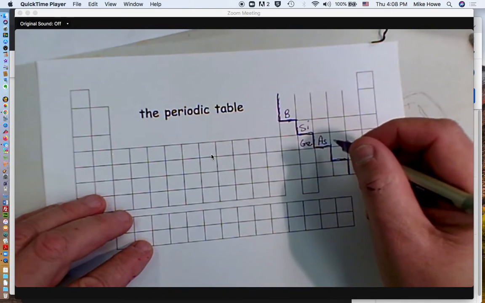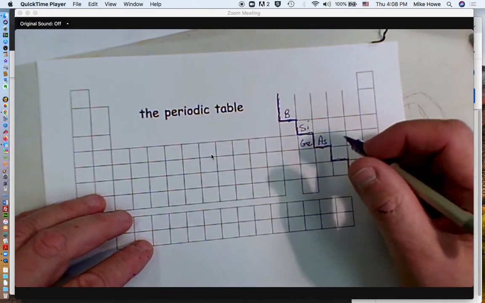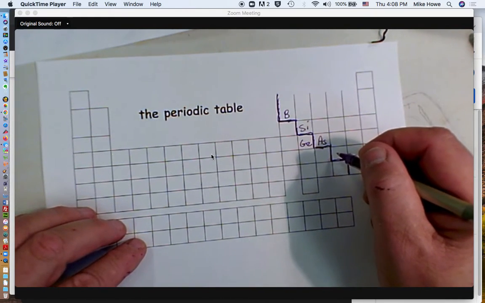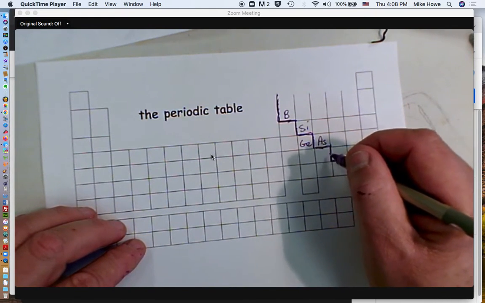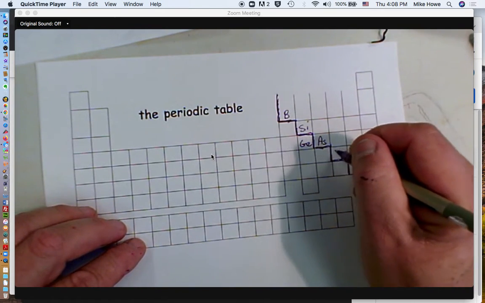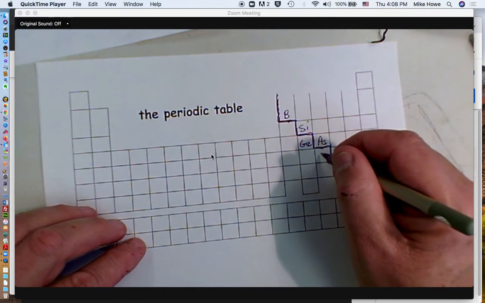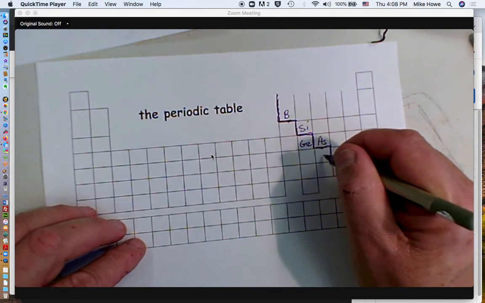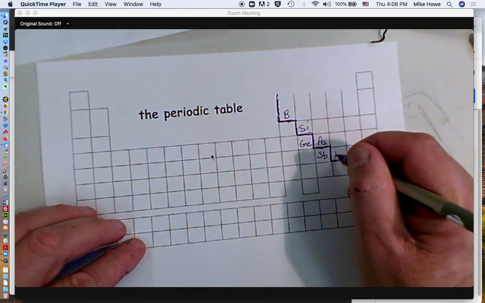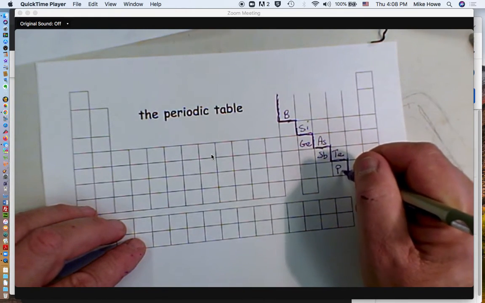Arsenic is a very poisonous element. There's a play called Arsenic and Old Lace about two old ladies that were taking people out of their miseries by giving them arsenic. I was in that play once. Then also underneath arsenic we have antimony, Sb. Next to antimony is tellurium, and then polonium sits underneath that.